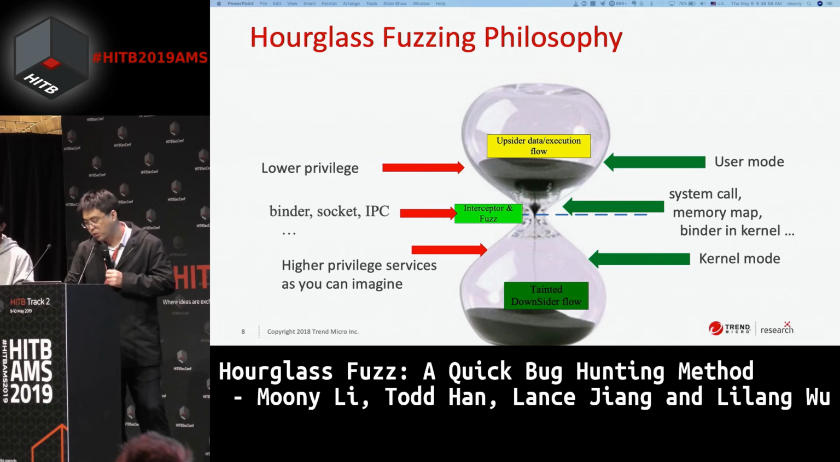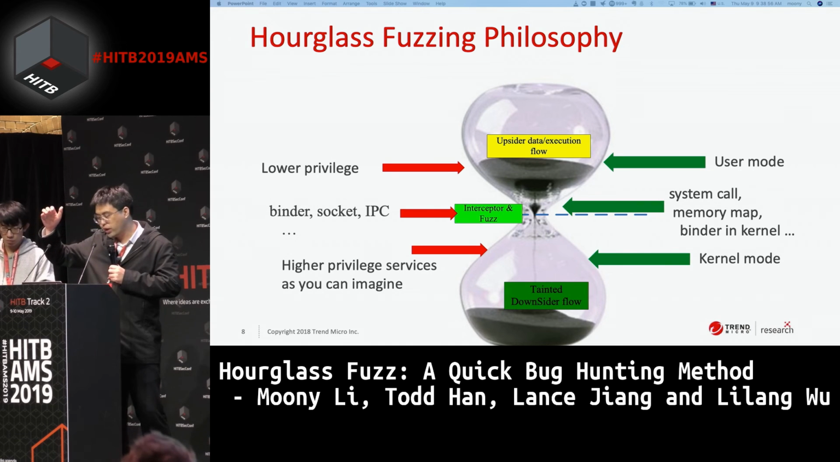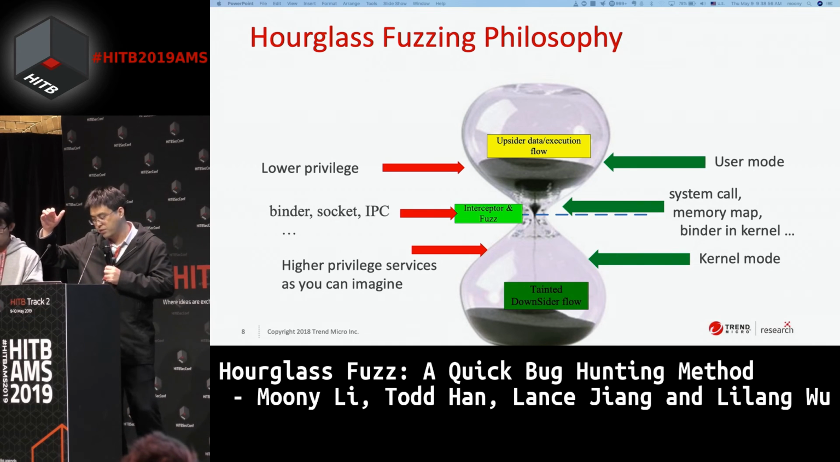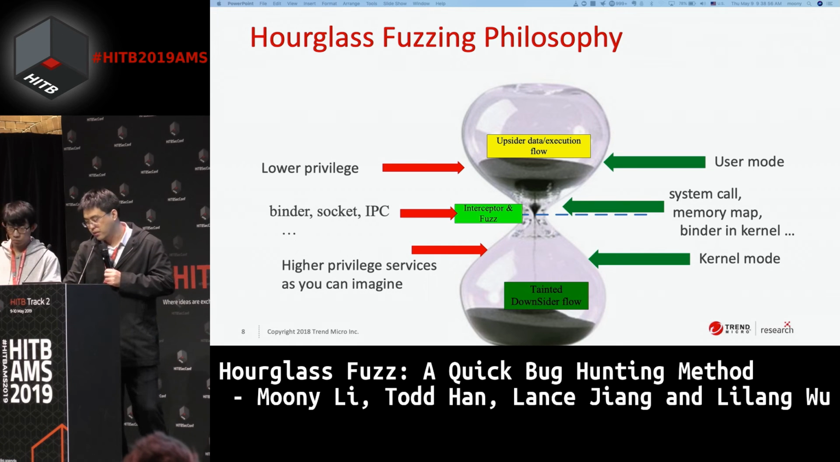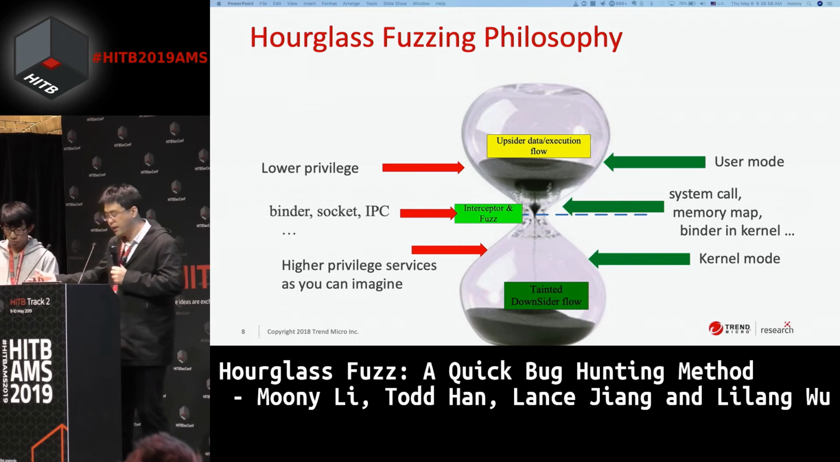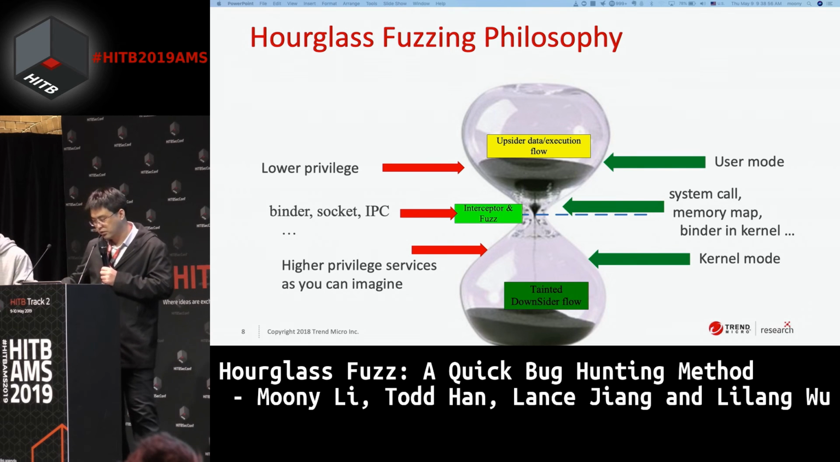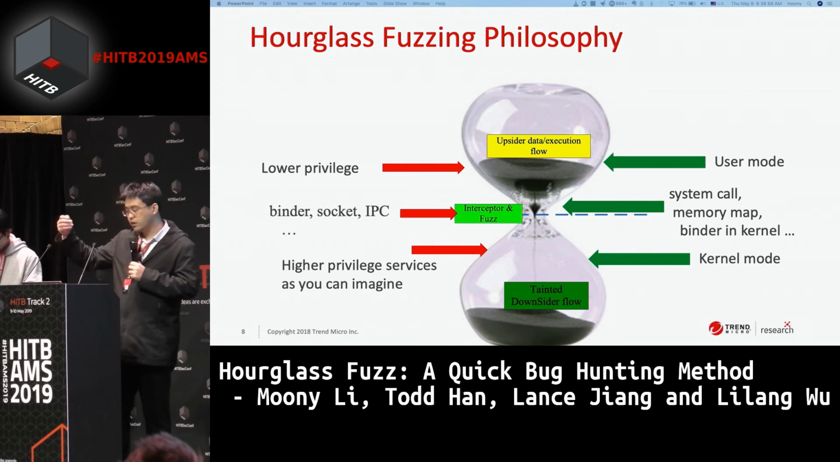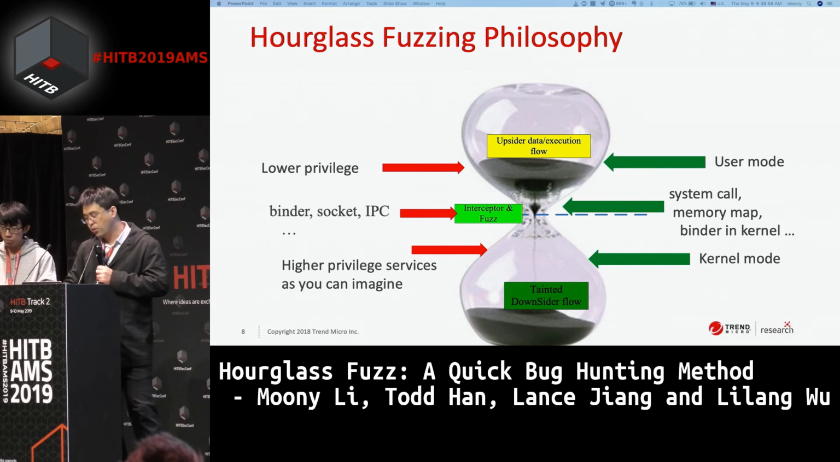Take user fuzzing, for example, as the left column shows. The upside could mean any application working with lower privileges, and the downside could mean a process with higher privileges. The bottleneck would mean all external API interfaces or mechanisms such as binder, socket, IPC communication, as you can imagine. So why not intercept and taint the normal user flow at the bottleneck of the hourglass? The advantage of the hourglass is obvious.